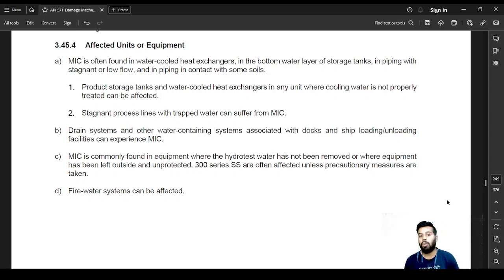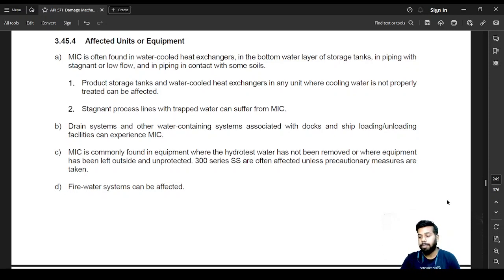Drain systems and other water containing systems associated with the docks and ship loading unloading facilities can experience MIC. MIC is commonly found in equipment where hydro test water is not removed or where the equipment has been left outside and unprotected. 300 series SS are often affected unless precautionary measures are taken. Fire water systems can be affected.